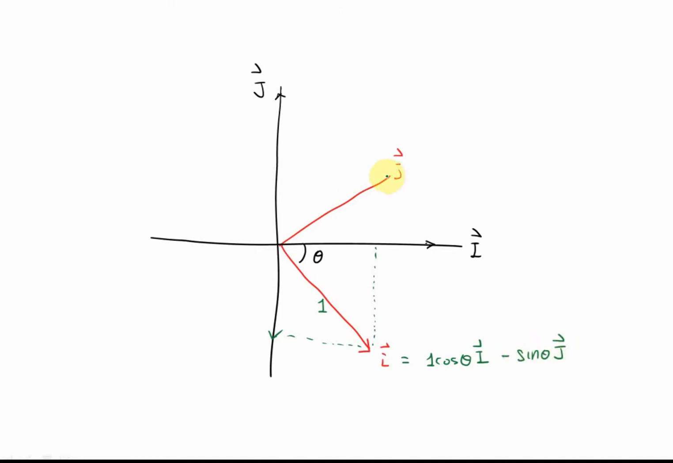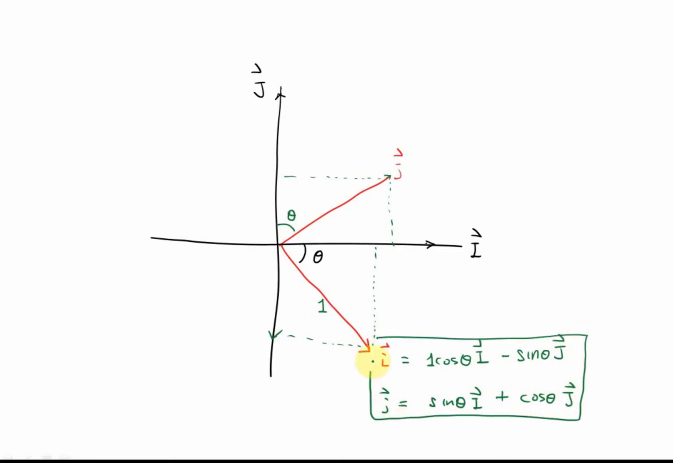How about this one? So if you want to break down this one into X and Y, your j is equal to, this is theta right now, your j is sine theta I capital, and then plus cosine theta capital J, right? So this is just a relationship between small ij and capital IJ.